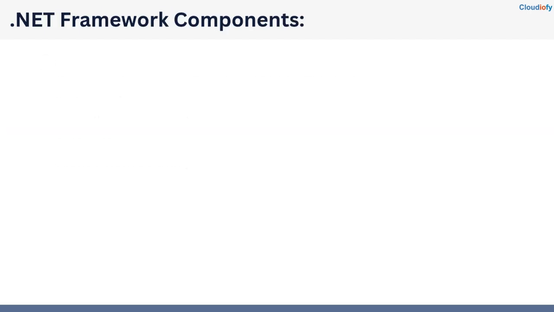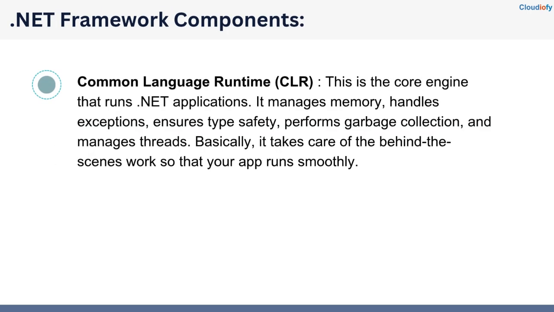.NET Framework has two major parts. First, CLR, Common Language Runtime. This is like the engine behind the scenes that runs your .NET apps. It takes care of memory management, handles errors, cleans up unused resources, and just makes sure everything runs smoothly.